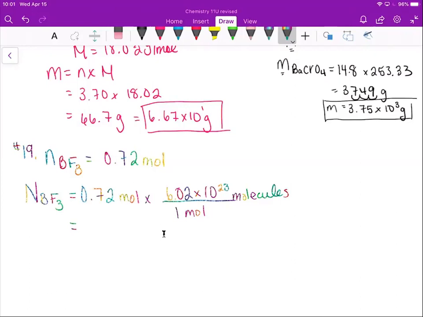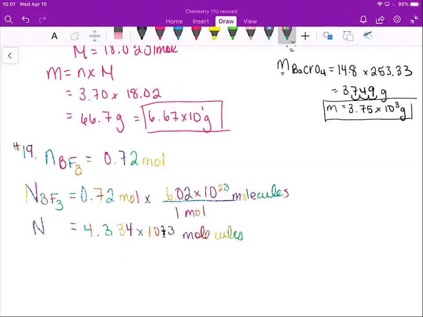Okay. So I'm multiplying the number of moles by Avogadro's number. So that's my very cute Frankie, my friend's son, who we're helping take care of. Okay, so it's 4.334 times 10 to the 23 molecules.